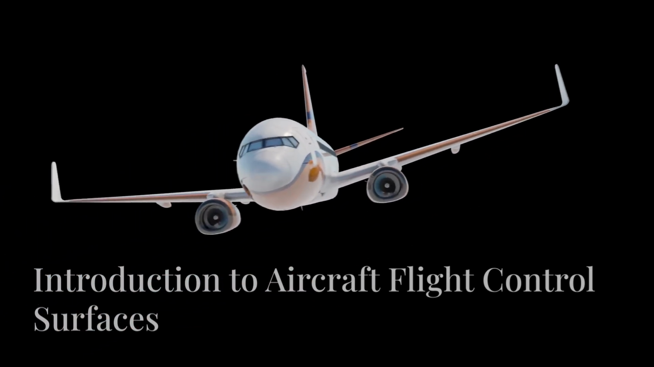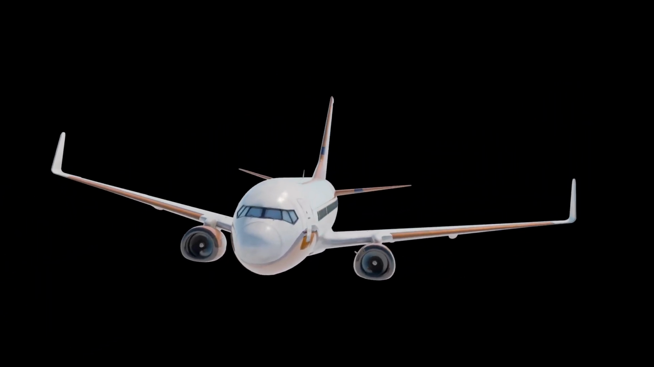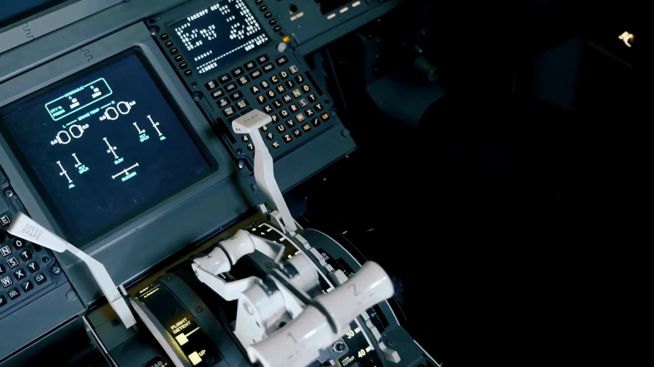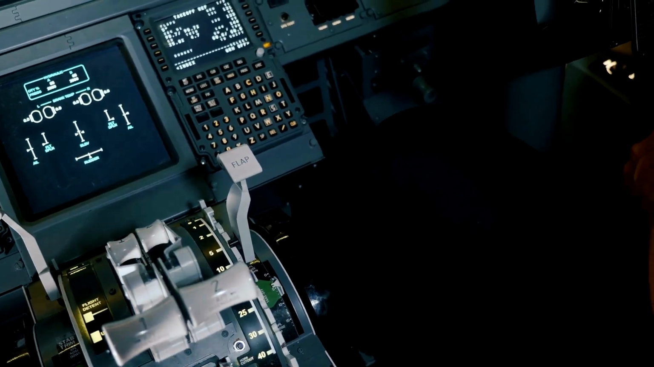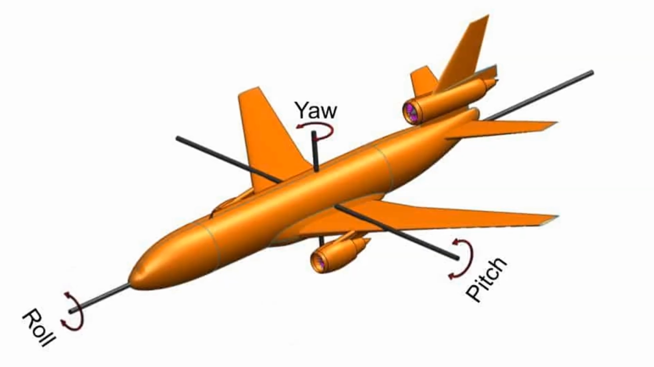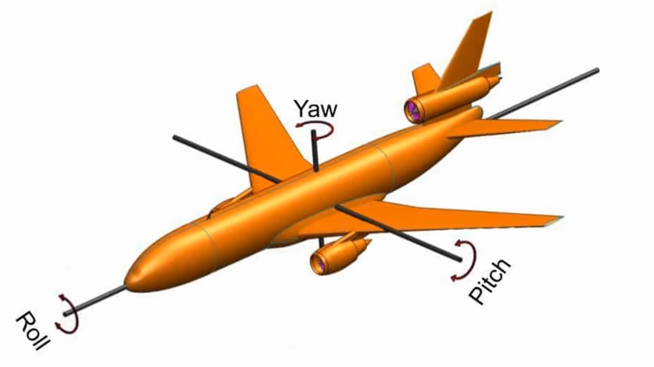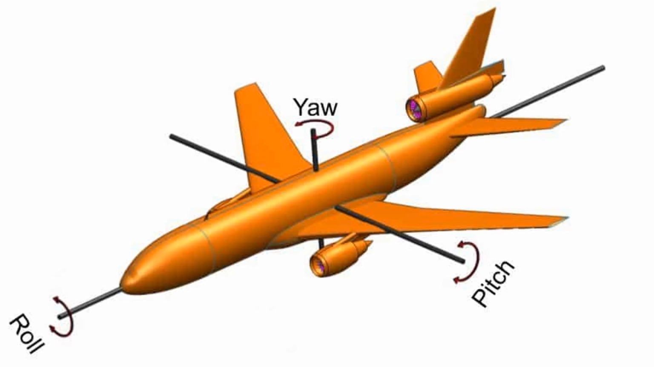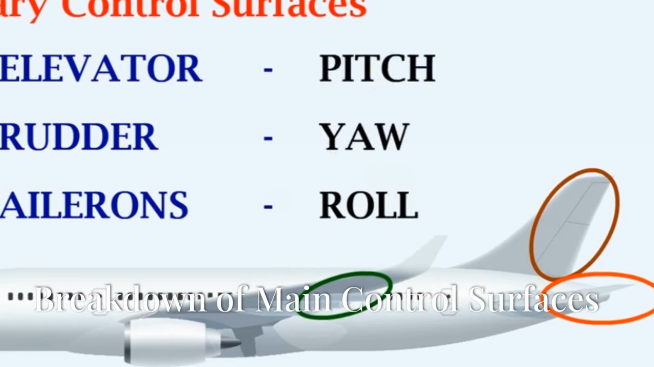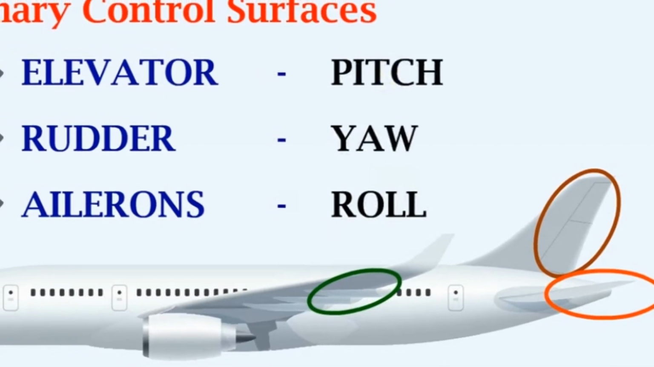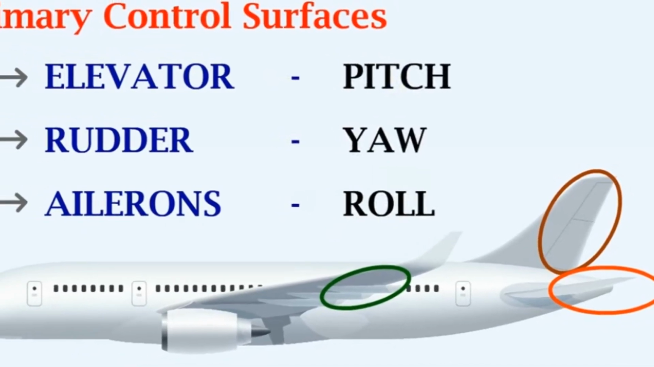Let's understand what aircraft flight control surfaces are. These are critical components that allow a pilot to control an aircraft's orientation, balance and stability in the air. They influence the aircraft's attitude and movement around its three primary axes: pitch, roll, and yaw. These control surfaces are classified as primary and secondary control surfaces.